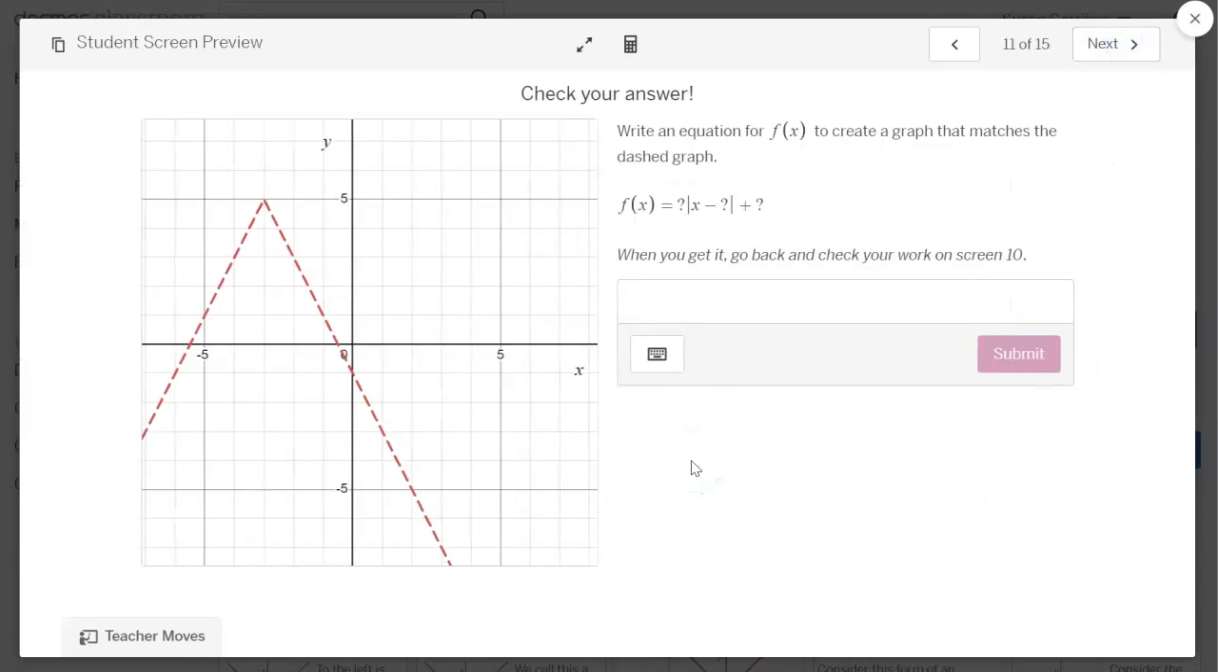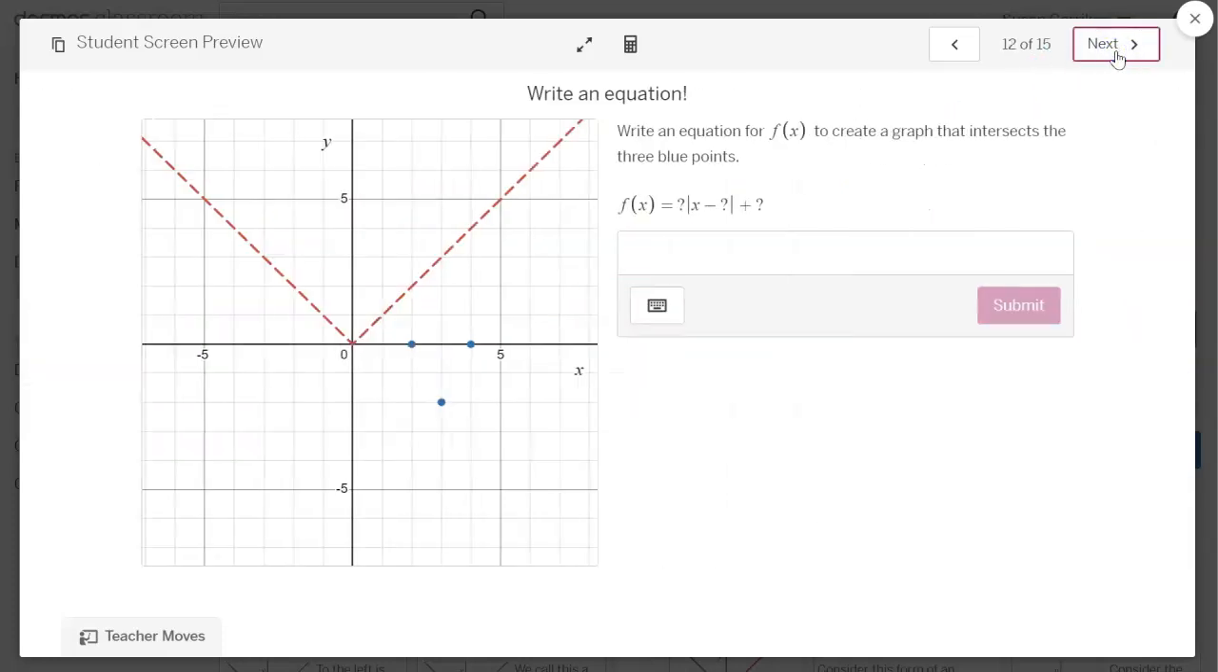When you get to 11, they do need to type this in. I wouldn't cut and paste because it does weird things. They need to type it in, and when they type it in, it should create the graph. If it covers this up, they've got it right, and if it doesn't, they need to go back. They can go back and check their work on screen 10 as well. Your value for A, H, and K, did you do it right?